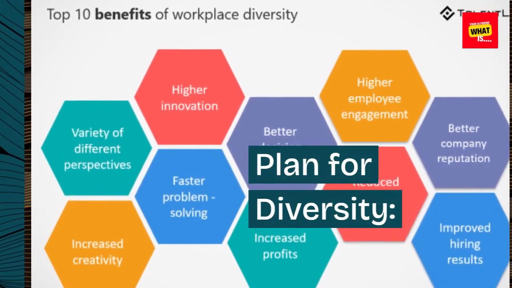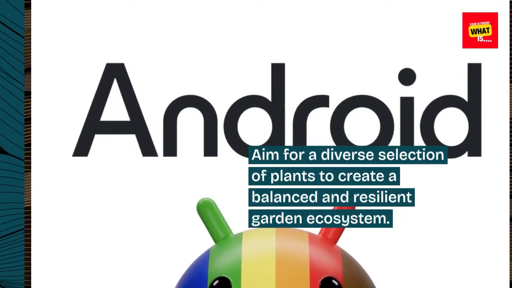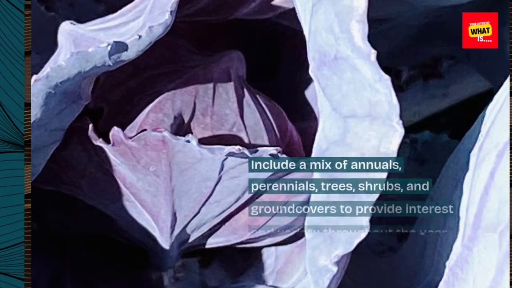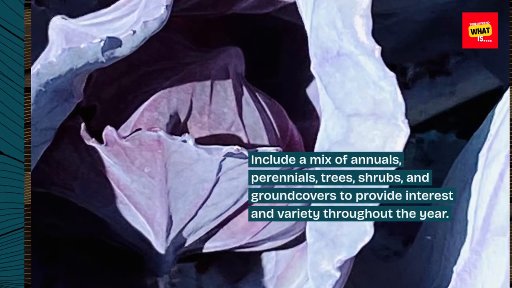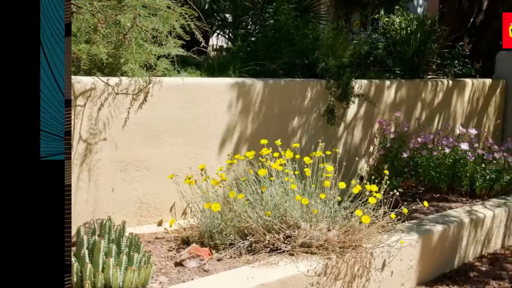Plan for diversity. Aim for a diverse selection of plants to create a balanced and resilient garden ecosystem. Include a mix of annuals, perennials, trees, shrubs, and ground covers to provide interest and variety throughout the year.